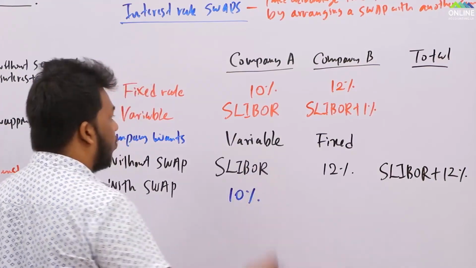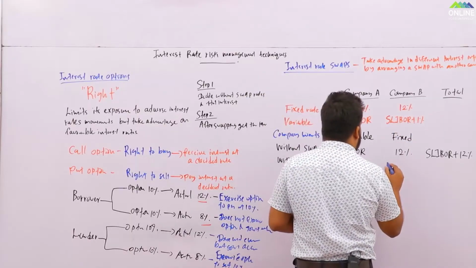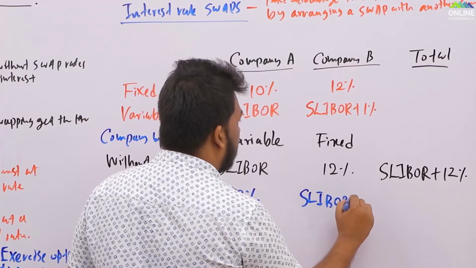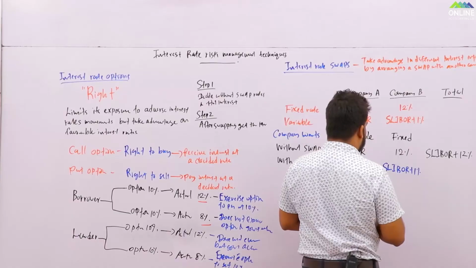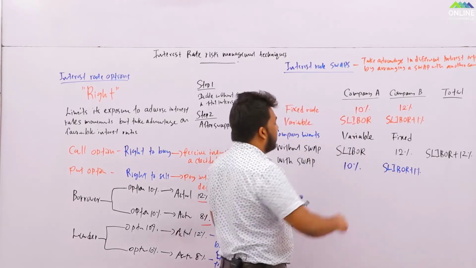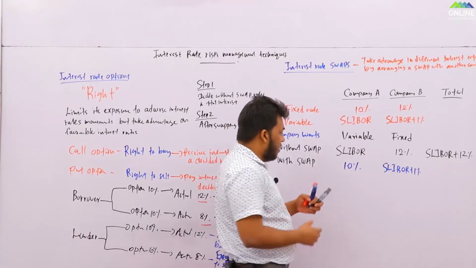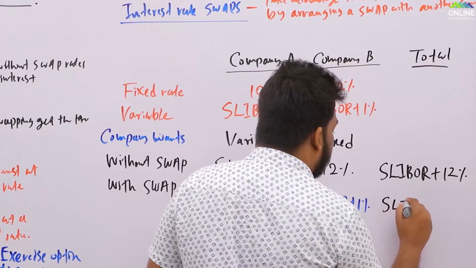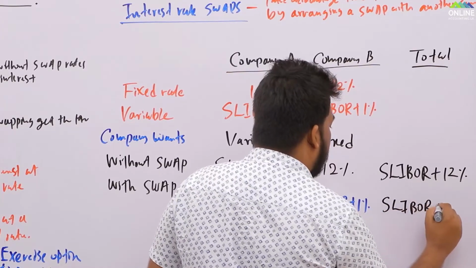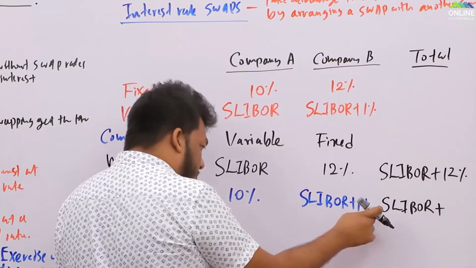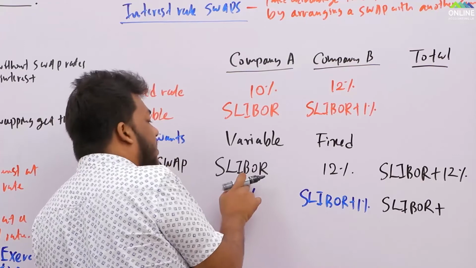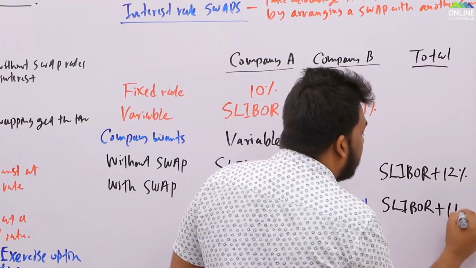Present rate, while they will get the SLIBOR plus 1%. Now see, the total is how much? Anyway, SLIBOR is coming. SLIBOR is coming, and here SLIBOR plus 1%. So more than SLIBOR, you need to anyway pay 1%, and here 10%. So which means now the total is how much?